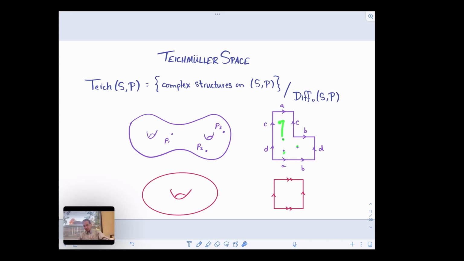If I push this mark point over here, that's going to be a new complex structure on S comma P. It'll be the same complex structure on the genus 2 surface, but it'll be a new complex structure on the marked surface.